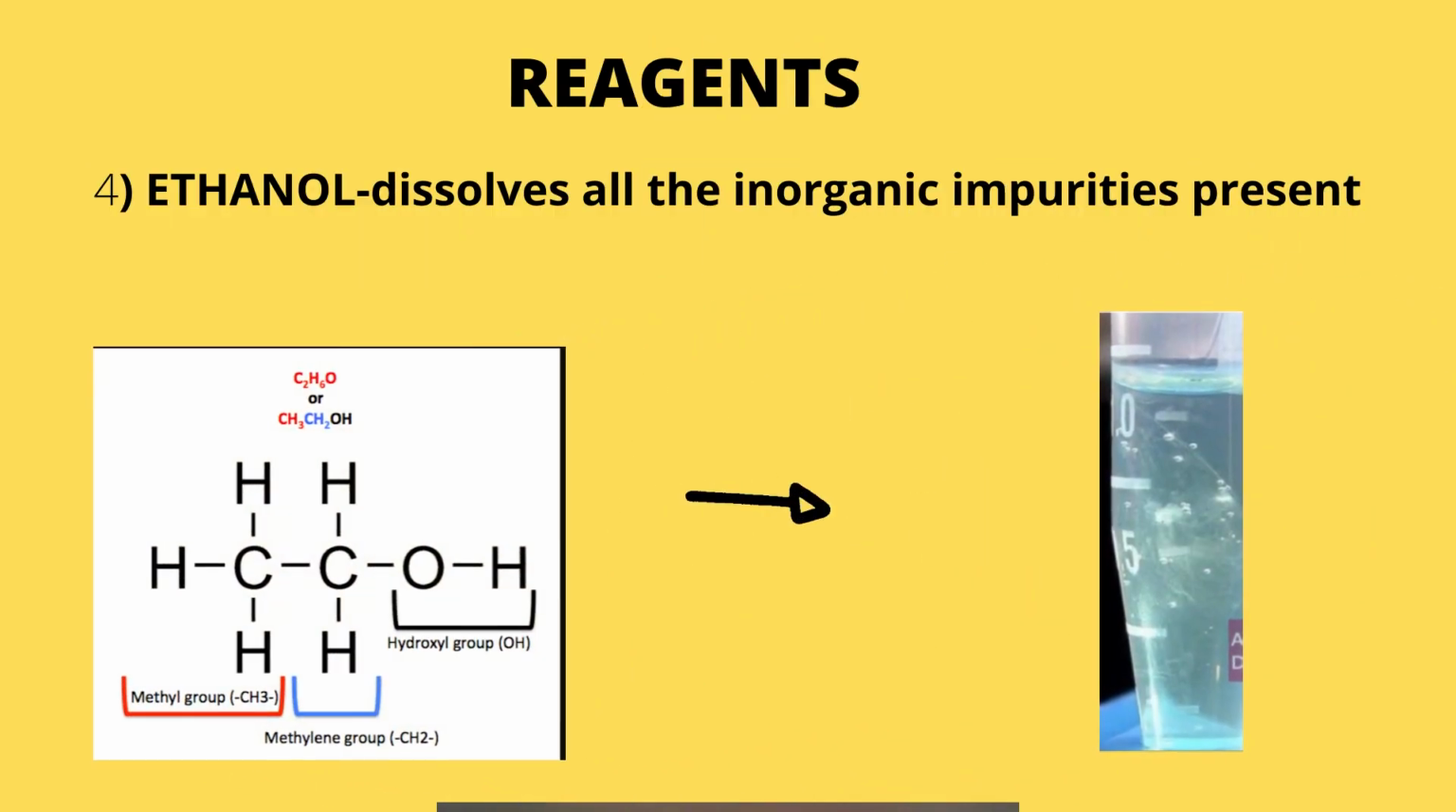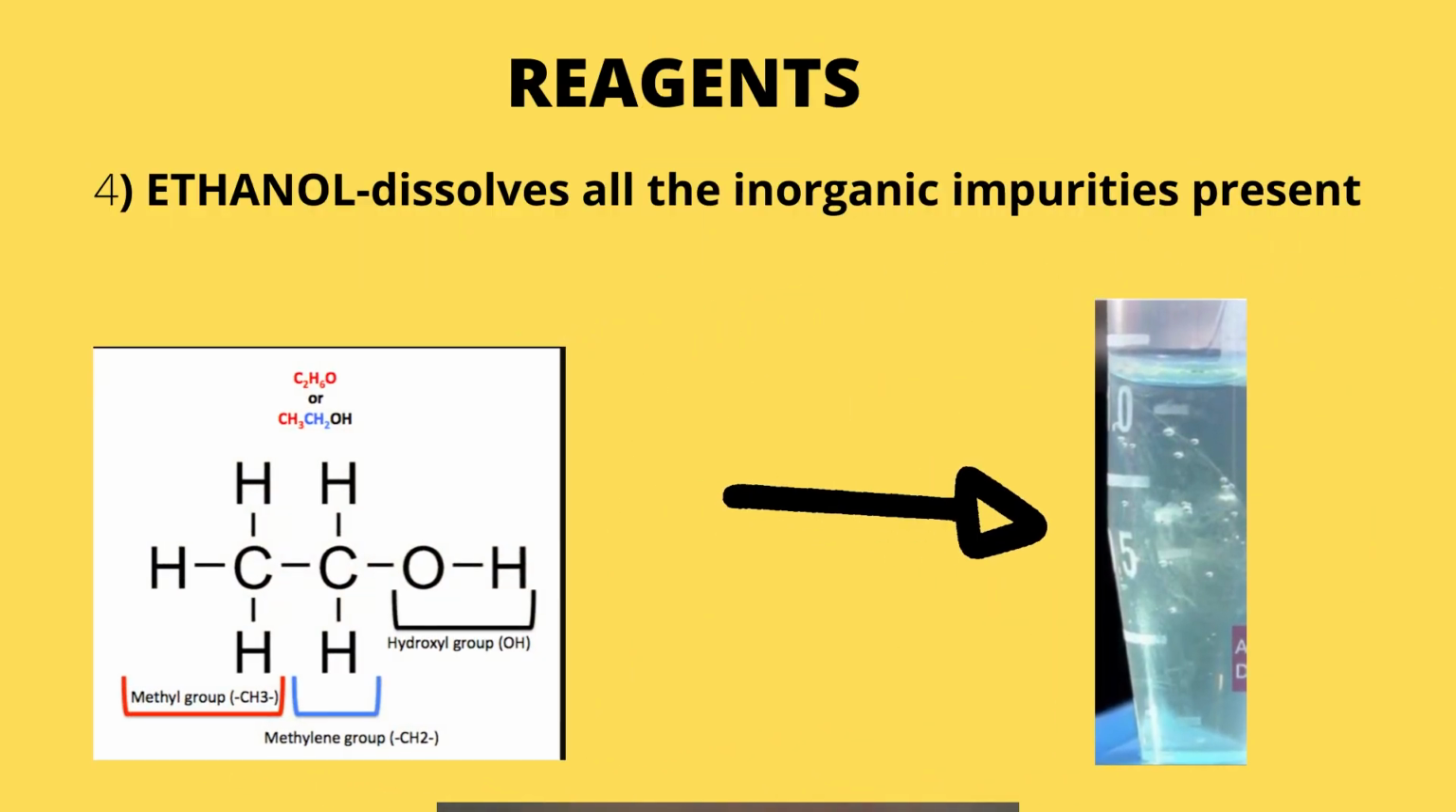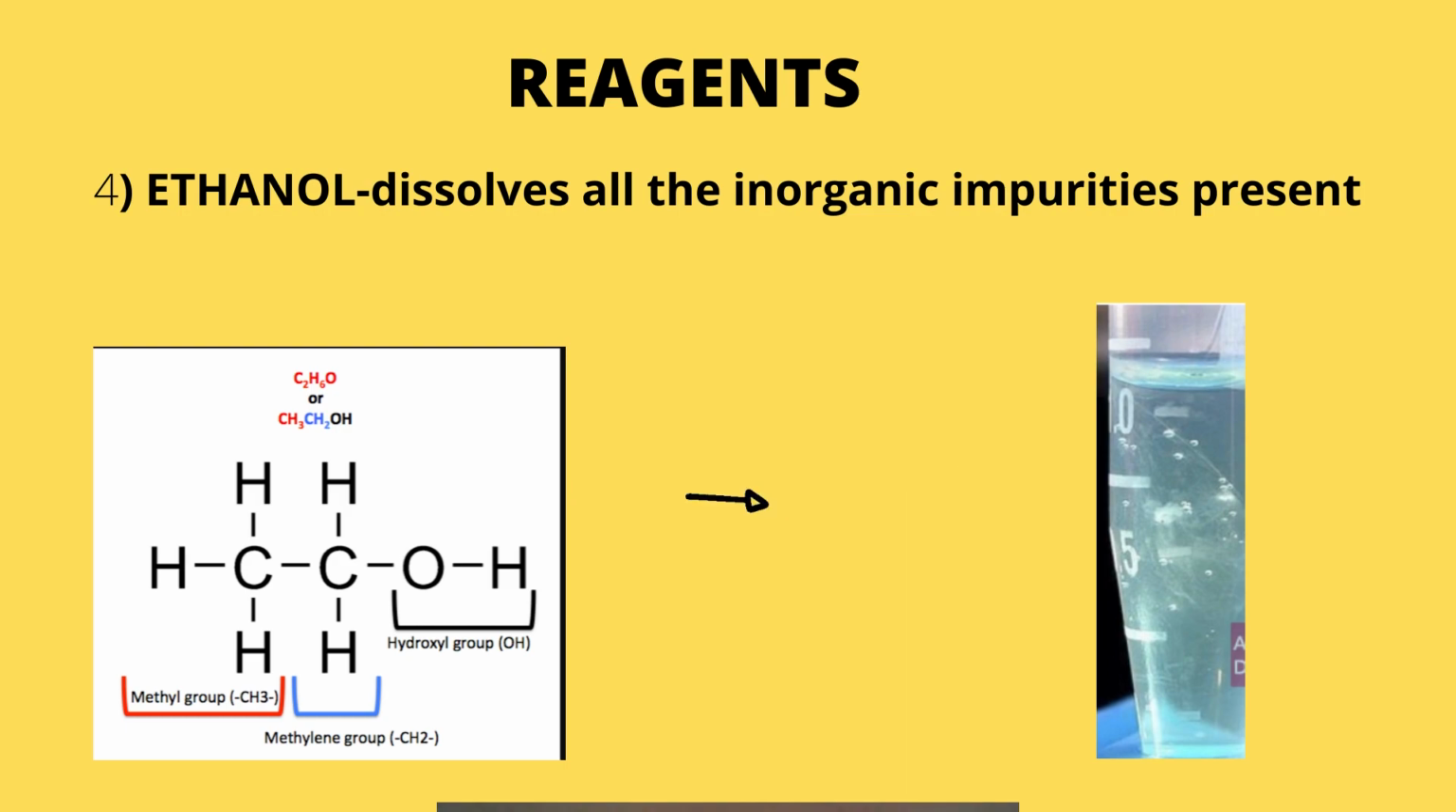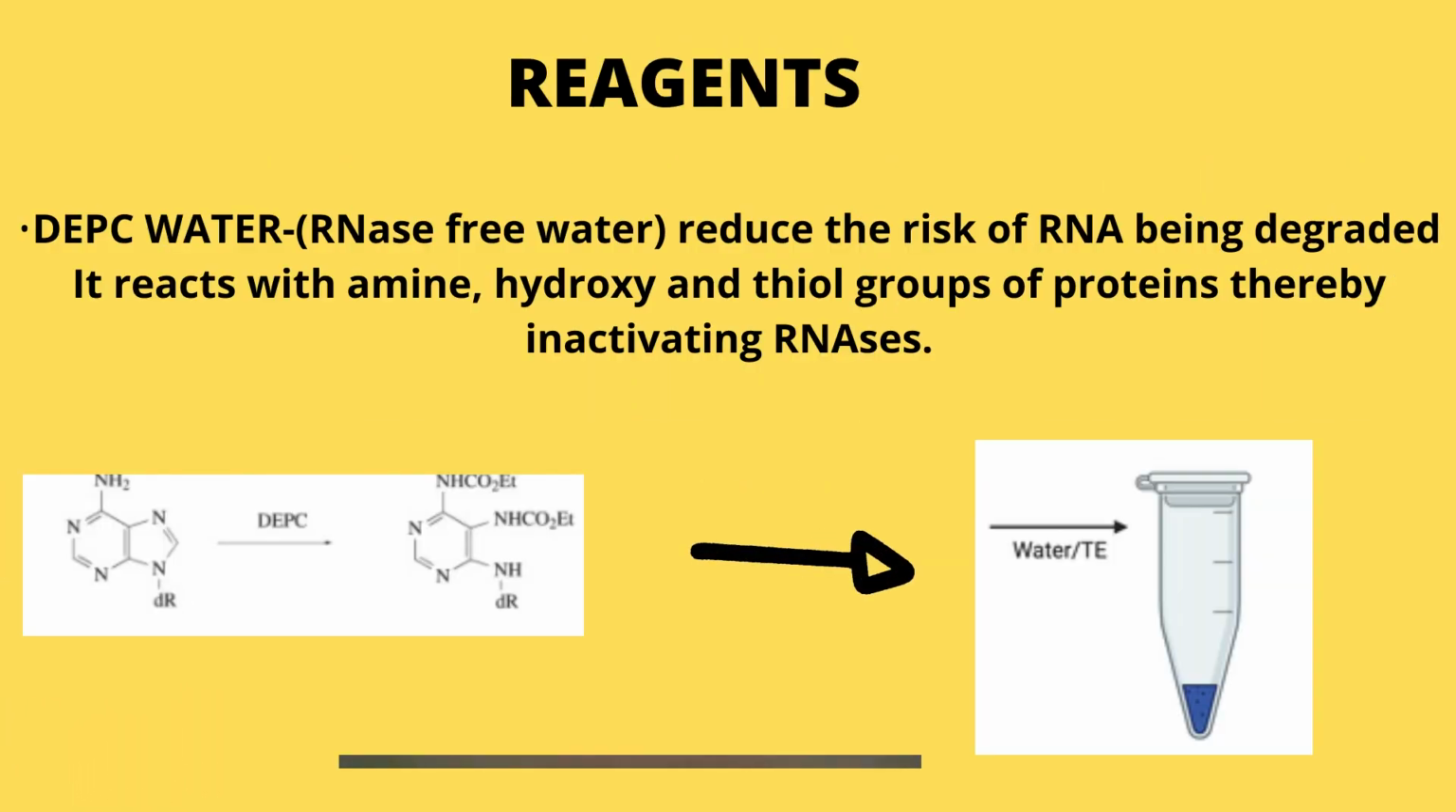Ethanol. Here ethanol is used in two forms, 75% and 100%. The main aim of ethanol is to dissolve all the organic impurities present in the RNA pellet. DEPC water, that is RNase-free water, diethyl pyrocarbonate. The RNA pellet is resuspended in DEPC water. It is used in handling of RNA to reduce the risk of the RNA being degraded by RNases. Basically it reacts with the amine, hydroxyl, or thiol groups of protein, thereby inactivating the RNases.